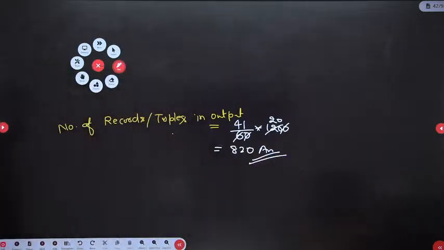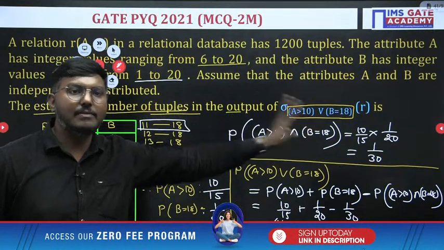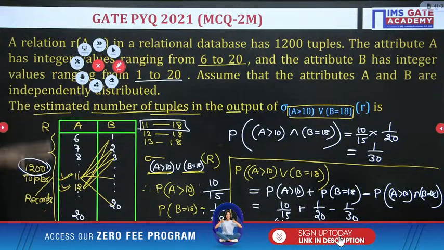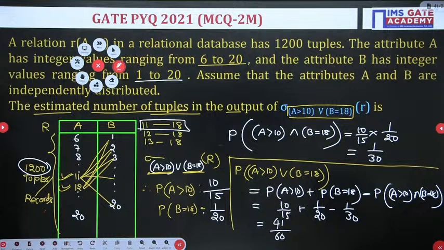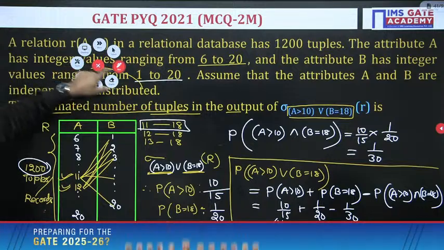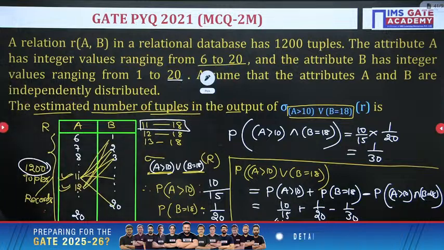Fine, means if you apply the selection condition here, then finally we are having 820 records in the result of this relational expression. Tell me, any doubt here? Sometimes they can ask probability-based questions also, some basic probability here. Any doubt here? Anyone? Any doubt?